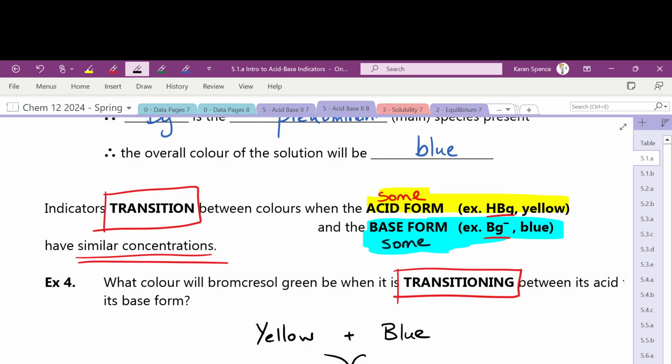Yes. Some of them make sense. Some of them make no sense, right? Like methyl violet is like blue and yellow and you're like, I don't understand. Should be red and blue, but whatever.